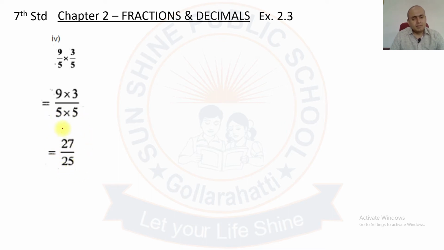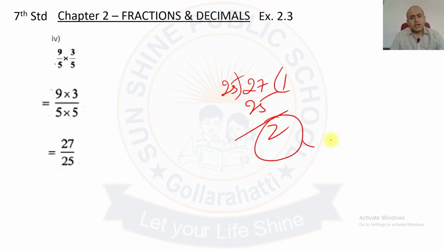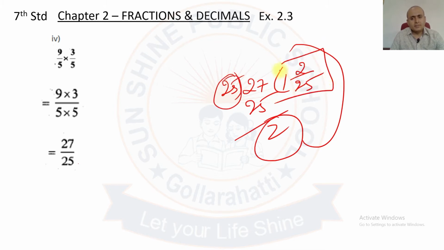If you multiply 9 3s we get 27 and 5 5s is 25. We cannot simplify this number. Therefore, it is an improper fraction. We can convert it into a mixed fraction by dividing 27 by 25. That is 25 ones are 25 and the remainder is 2. So this remainder 2 goes to the numerator and 25 goes to the denominator. Therefore, the final answer is 1 2 by 25, and this will be your answer.